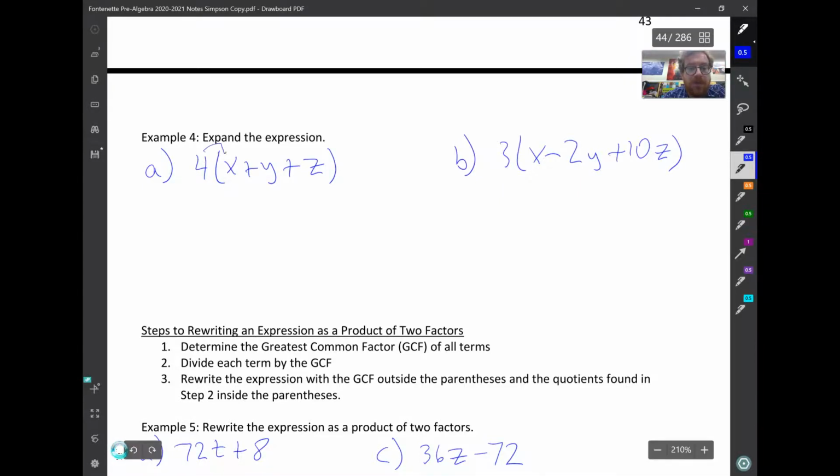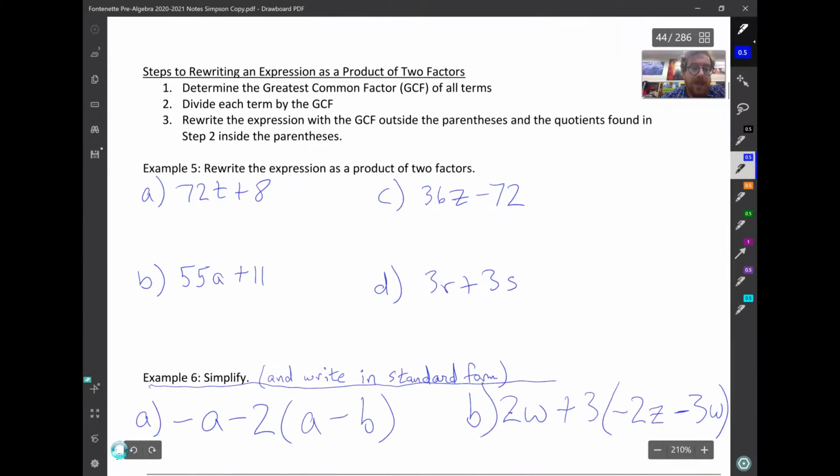So here it's 4 times x, which is 4x, plus 4 times y, which is 4y, plus 4 times z, which is 4z. With some negative signs in there, it'll look like this on example B. So that's 3 times x, which is 3x, 3 times negative 2y, which is negative 6y, and then 3 times positive 10z, which is positive 30z.